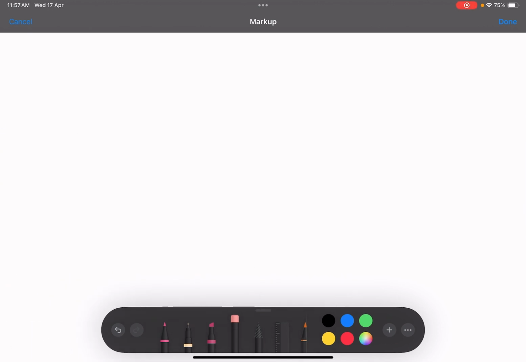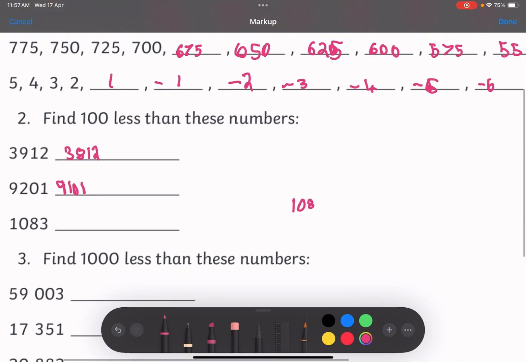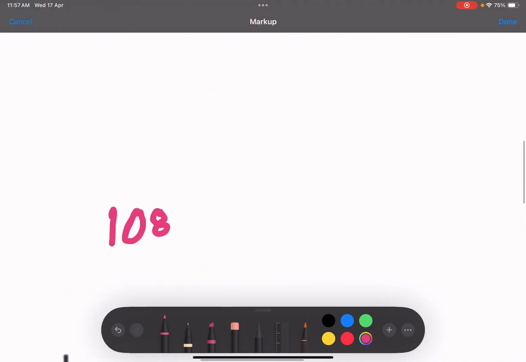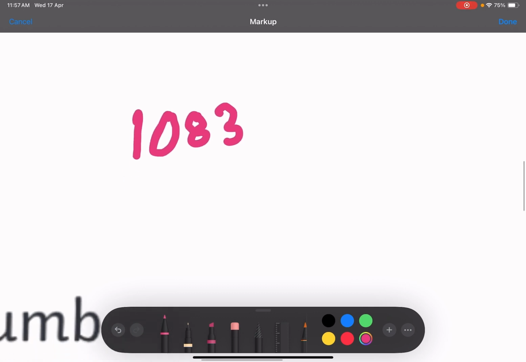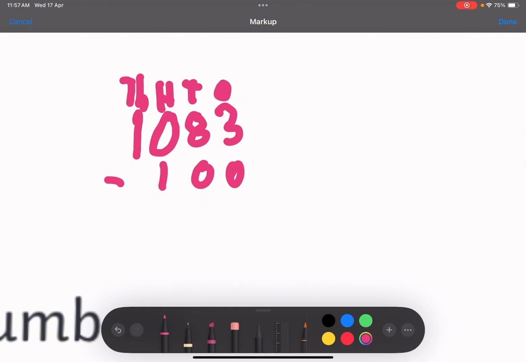Okay, so you're going to write 1083, right? 83, yeah, 83 here. This is just an example. Then you're going to take away 100. Perhaps you could write thousands, hundreds, tens, ones, but I don't always do that. So then let's see what we have.